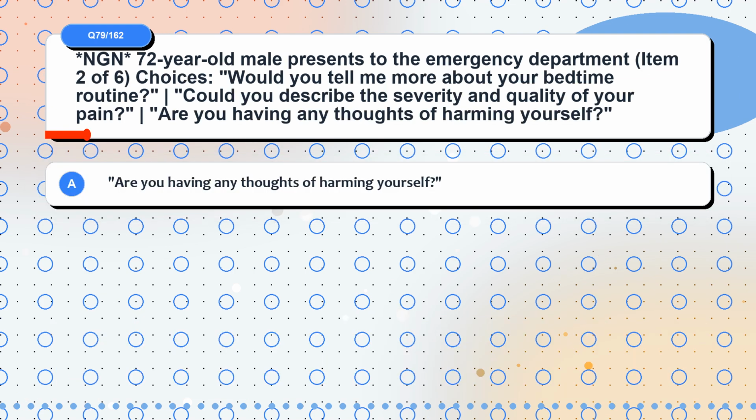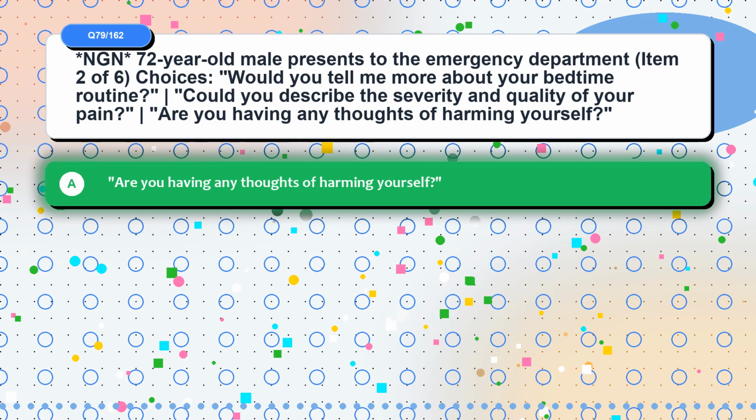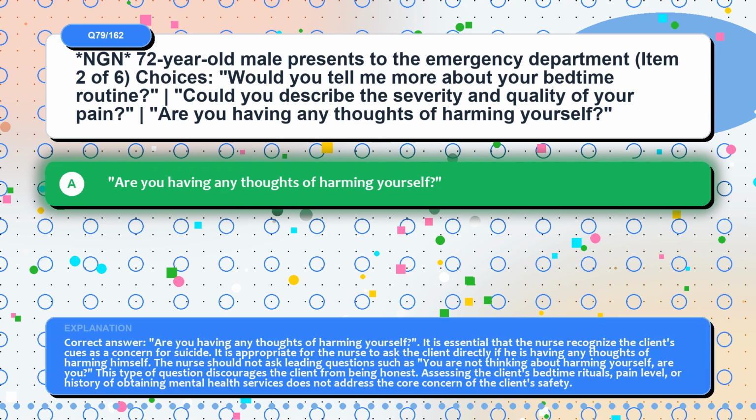Question 79. NGN. A 72-year-old male presents to the emergency department. Item 2 of 6. Choices: Would you tell me more about your bedtime routine? Could you describe the severity and quality of your pain? Are you having any thoughts of harming yourself? Here are the options. Option A, are you having any thoughts of harming yourself? The correct answer is option A. Are you having any thoughts of harming yourself?